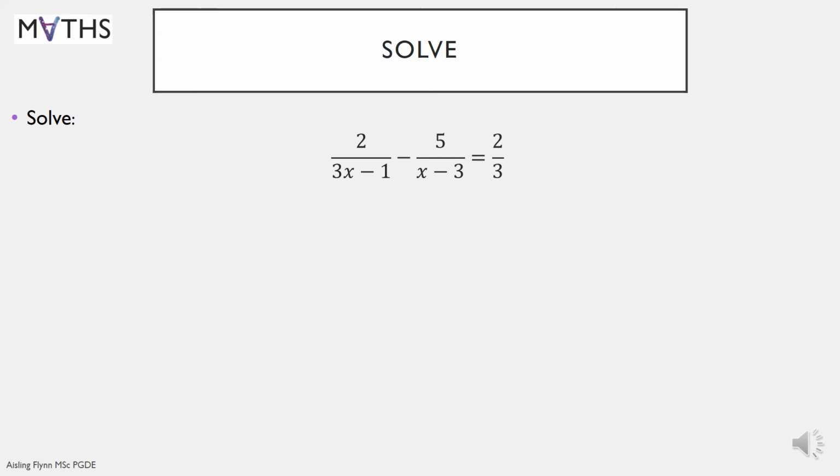So let's solve this one. Again, our variable is under the line in this case, and we do have a third denominator on the right, the number 3, which we'll have to use also. And also it's a subtraction, so we'll have to be careful around our use of the minus sign.